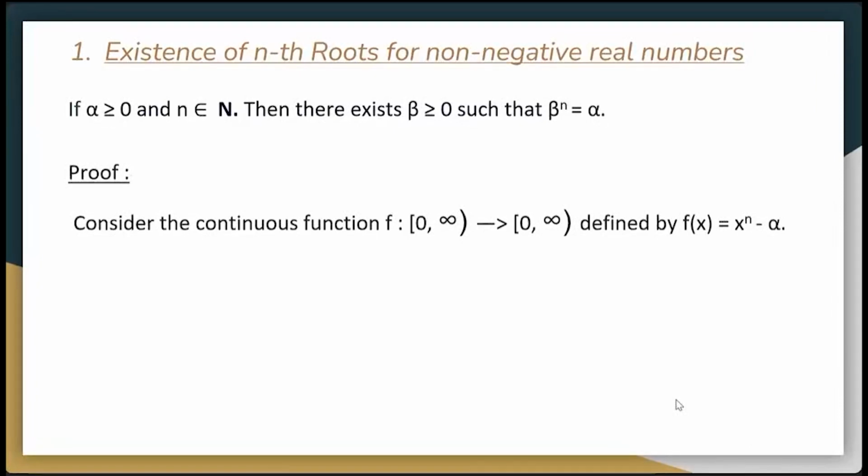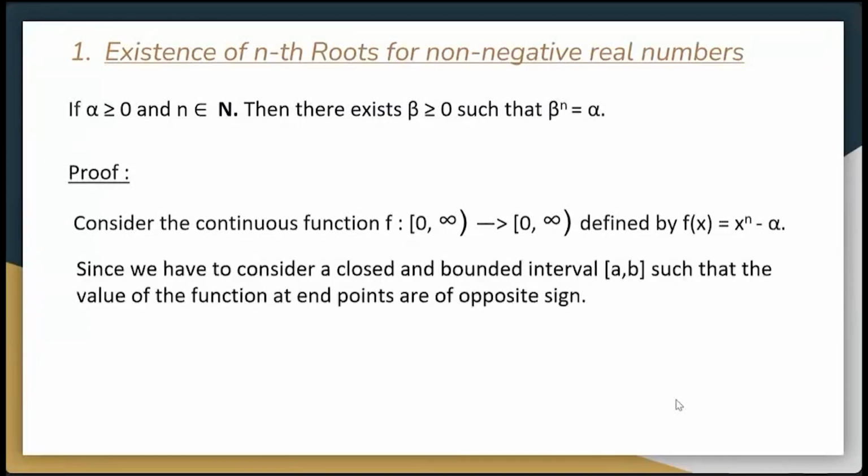From the corollary that we have seen earlier, we need a closed interval [a, b] such that f(a) is negative and f(b) is positive. So now I am going to take such an interval. In order to find that, I will take a equal to 0. If a is equal to 0, then f(0) will be equal to minus alpha, which is less than or equal to 0.